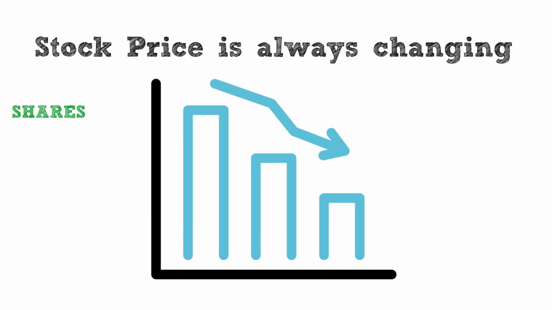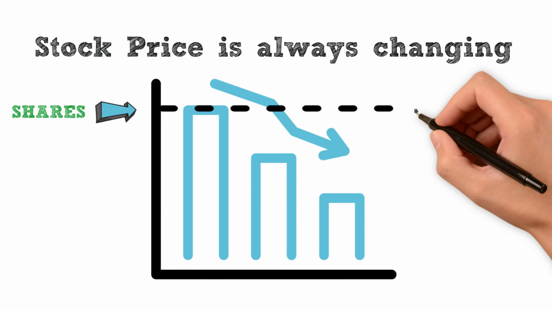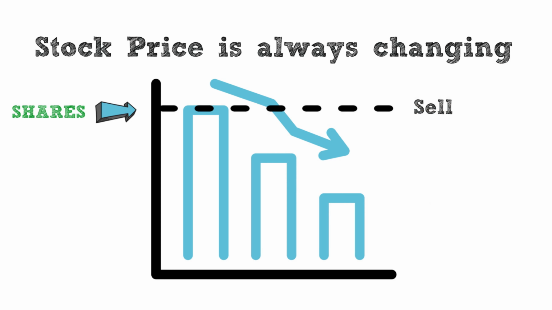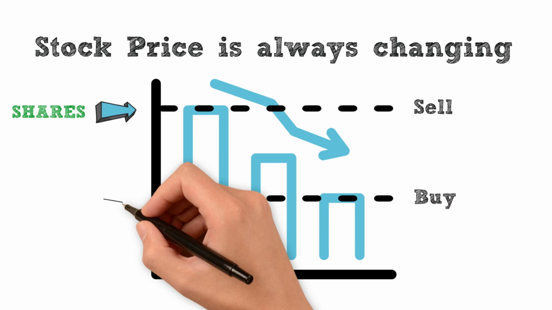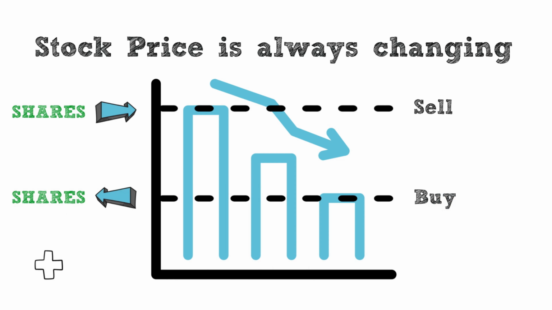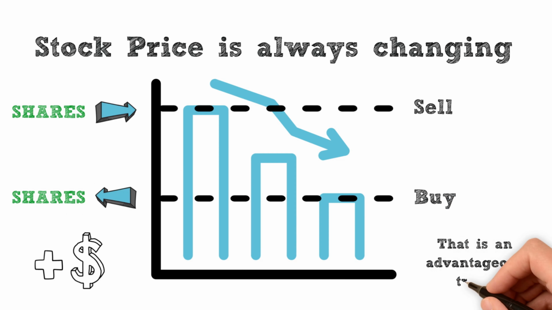Now let's look at the opposite action to that. Stock price is always changing. If your first action was to borrow shares of a stock and sell them immediately, then the price goes down and your second action is to buy those same shares back at a lower price and then return the borrowed shares, then you would make money. That is an advantageous trade.